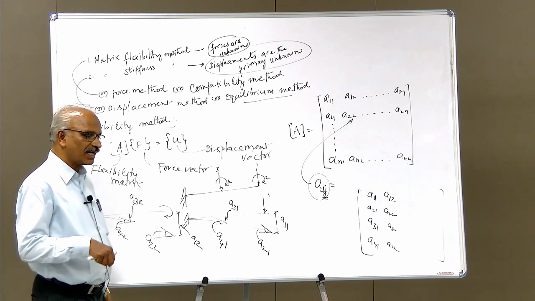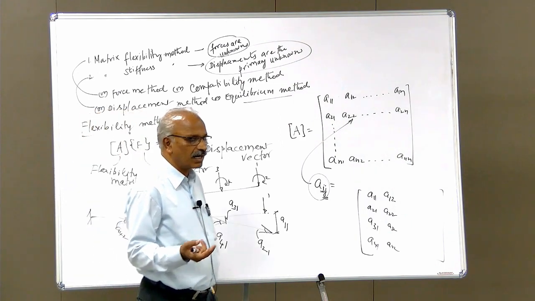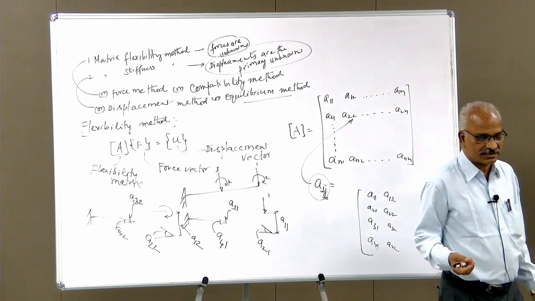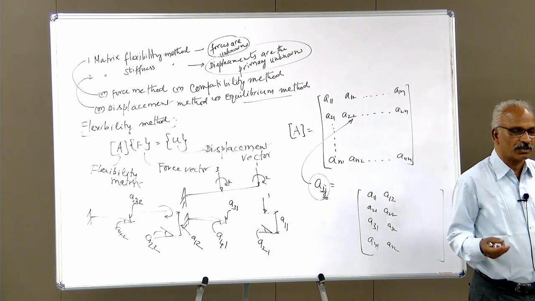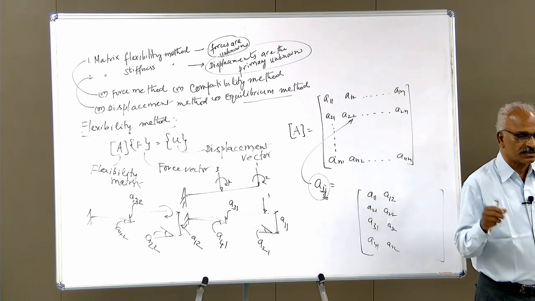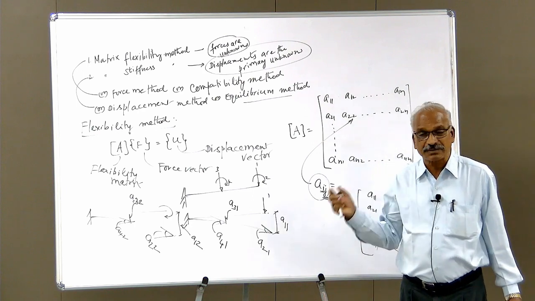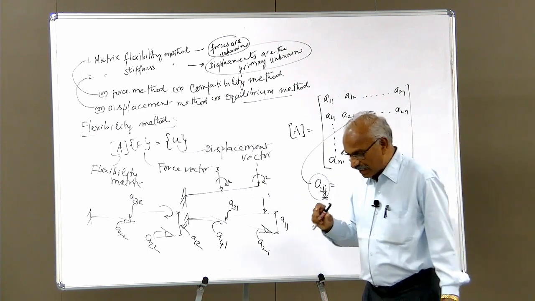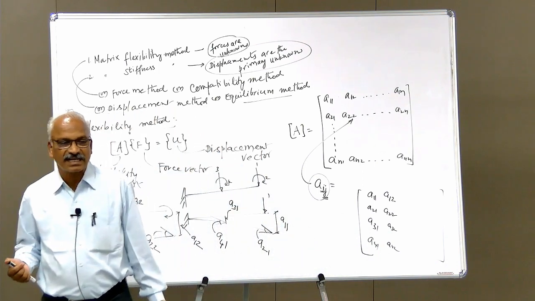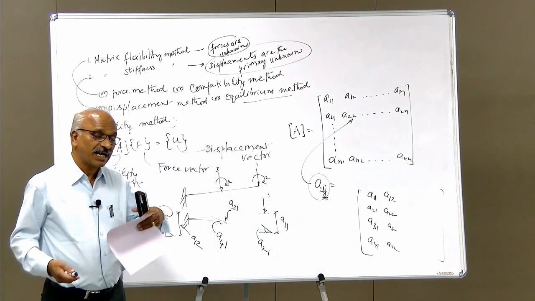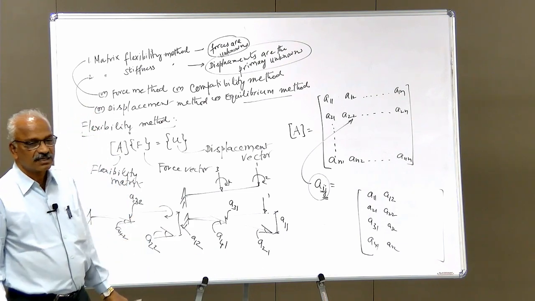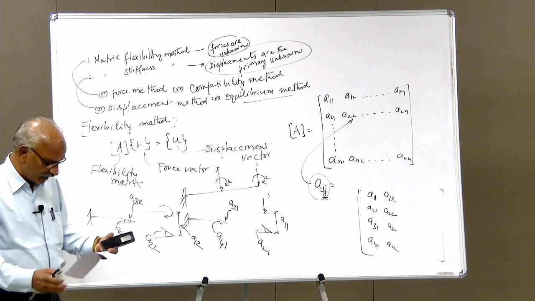In the case of statically indeterminate structures like continuous beams, portal frames or redundant trusses, etc., it will be equal to the degree of static indeterminacy. So the degree of static indeterminacy is very important in the matrix flexibility method. The size of the flexibility matrix will be equal to the degree of static indeterminacy as far as statically indeterminate structures are concerned. For statically determinate structures, that will be equal to the number of coordinates that we assign.